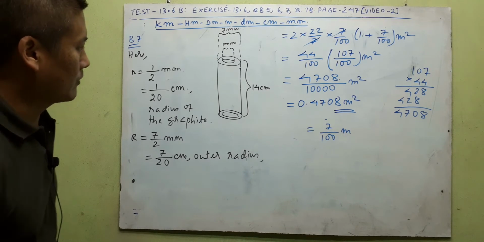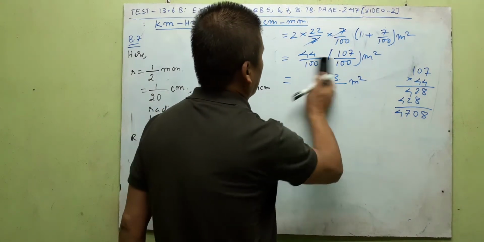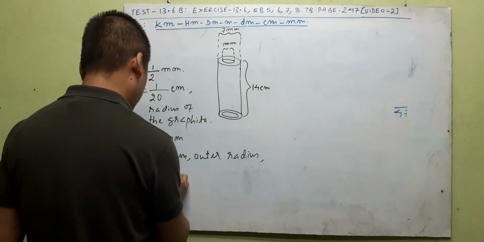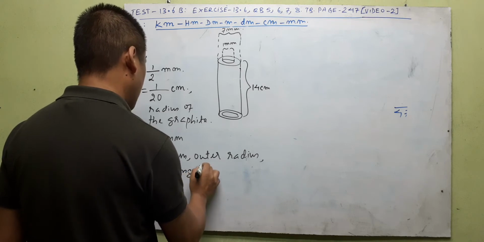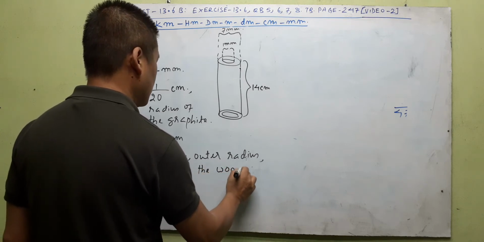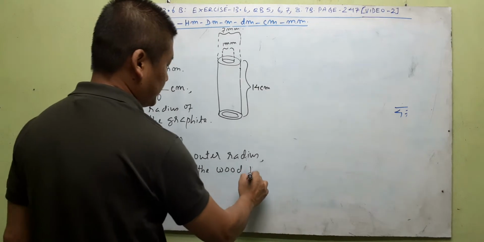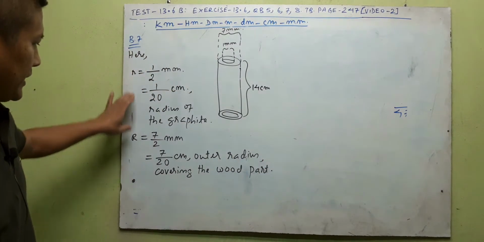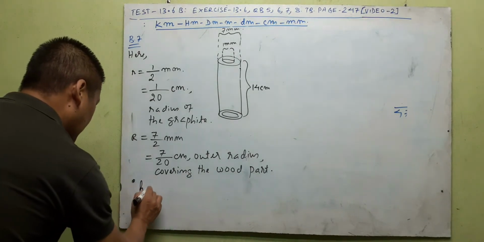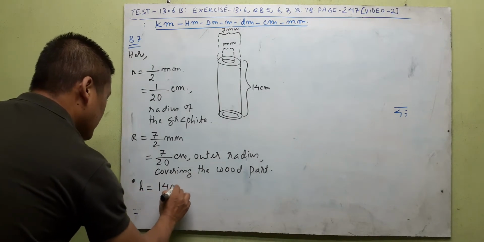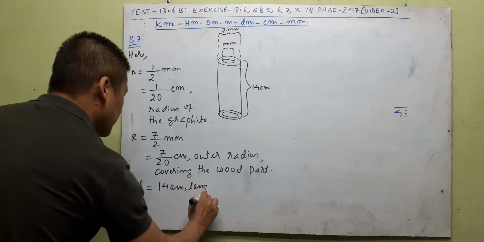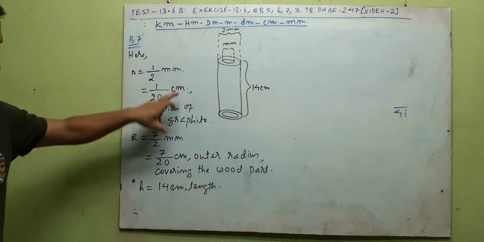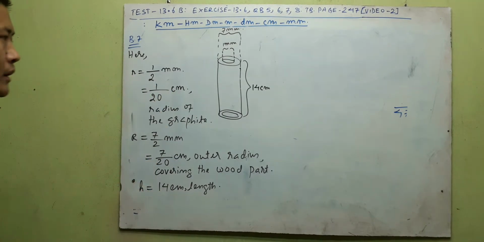Now, outer radius, if you want to add this word, covering the wood part, if you like to put like that. So you have both the radii, and the length h is equal to 14 centimeter, the length of the pencil, which means the same idea as the height. Now everything is in centimeter. Now we can use them together and answer the question.